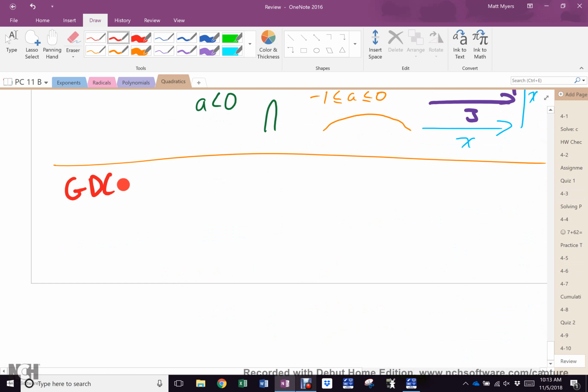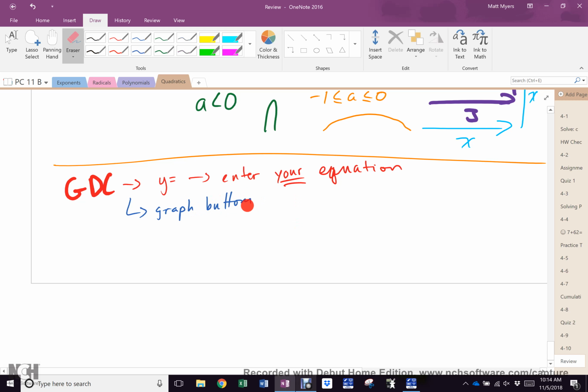What do we know about our graphing calculator? How can I enter stuff into it? I hit the Y equals button, right? At the Y equals button, I enter whatever equation I have. Can I enter it in vertex form? Yeah. Can I enter it in standard form? Yeah. Can I enter it in root form? Yeah. Enter your equation. Doesn't matter what form it's in. Once you've entered it, you can graph it. How? We hit the graph button. What if nothing shows up on the screen? What are my troubleshooting steps? The window. No graph? Check window.